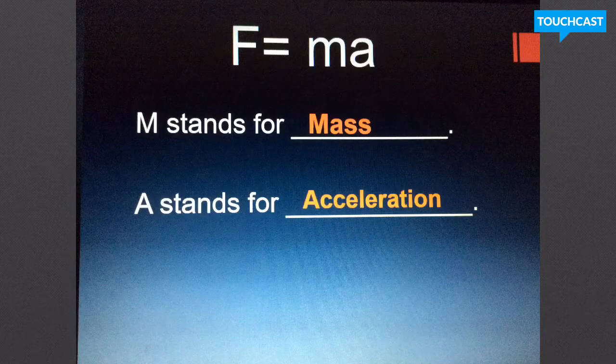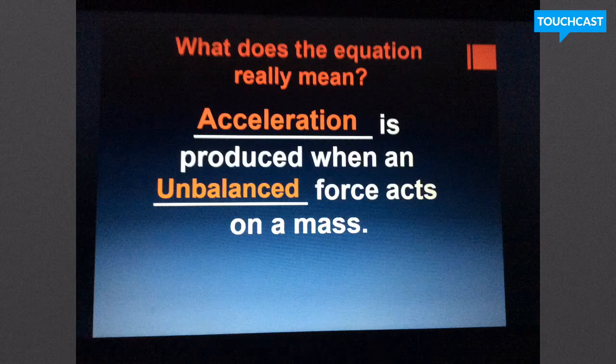Next box, M stands for mass and A stands for acceleration. I showed you that a second ago. Your next box states that acceleration is produced when an unbalanced force acts on a mass. So we're going to look at this video of football that's going to explain how Newton's second law plays a role in America's favorite sport.